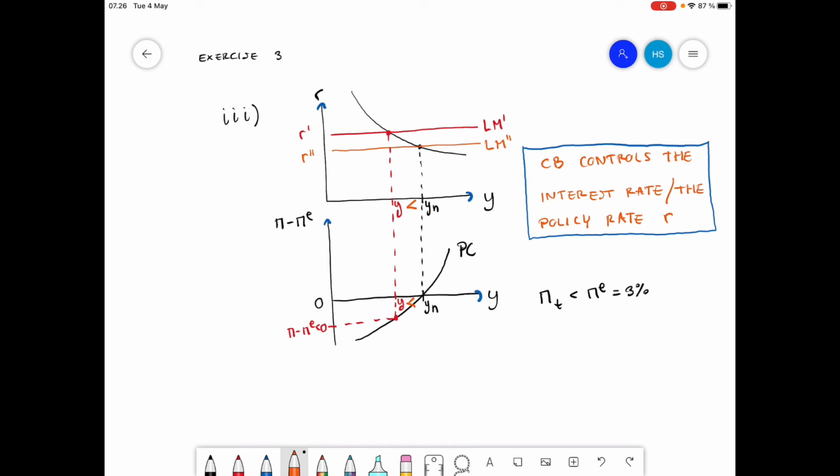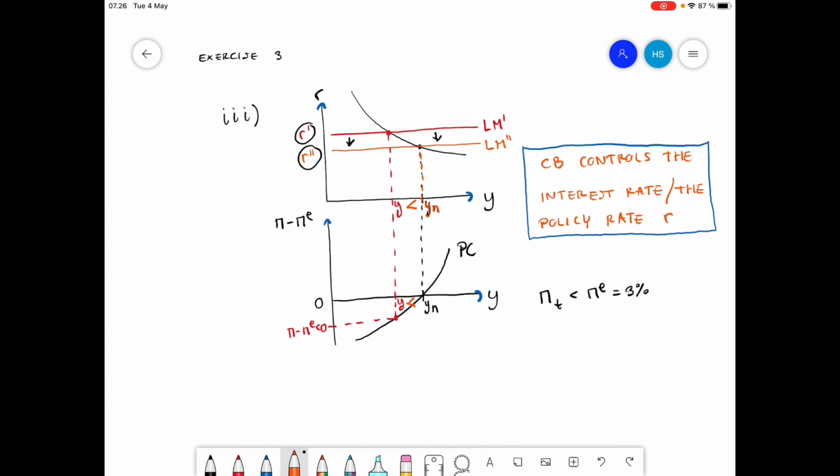So remember, the central bank controls the policy rate R. In order to bring about an increase in the output level, such that the output becomes equal to its natural level, it should decrease the interest rate from R prime to R double prime. When the real interest rate is equal to R double prime, we have that the realized output level will be equal to the natural level of output.